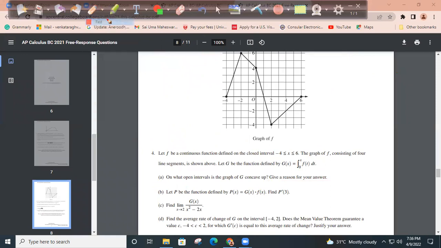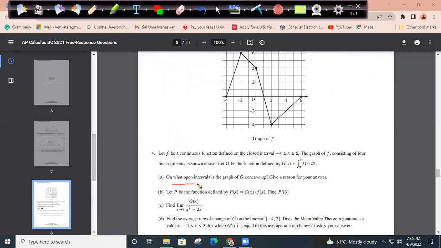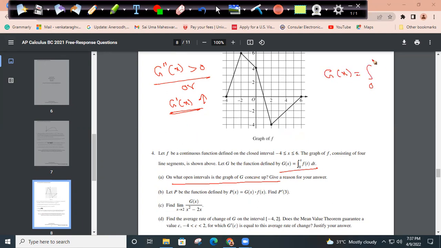Now let me come back to the question that they had given here. So what is part A? They are asking in what intervals g is concave up. Means I need to find where g double dash of x is positive, or g dash of x is increasing. If g dash of x is increasing, then g double dash of x is positive. That is what clearly I need to find out. But I don't have g dash of x. But they gave me g of x. What is my g of x? G of x is integral of 0 to x of f of t dt.